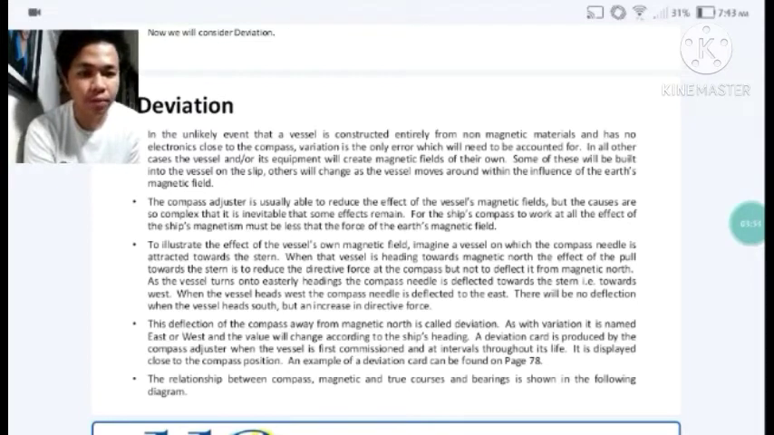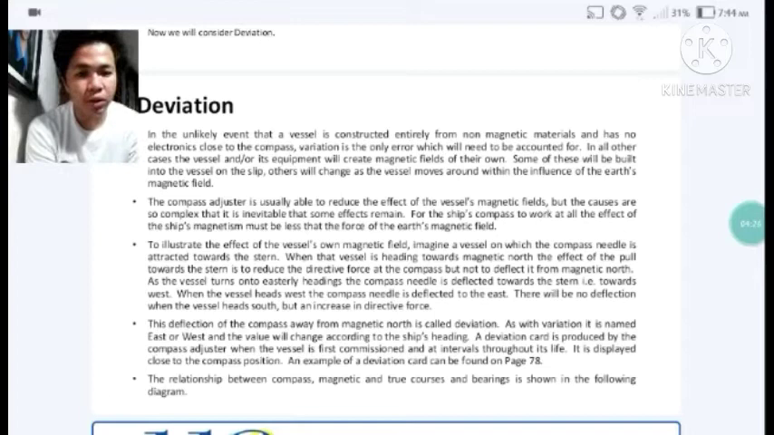This deflection of the compass away from magnetic north is called deviation. As with variation, it is named east or west, and the value will change according to the ship's heading. A deviation card is produced by the compass adjuster when the vessel is first commissioned and at intervals throughout its life. It is displayed close to the compass position. An example of a deviation card can be found on page 78.